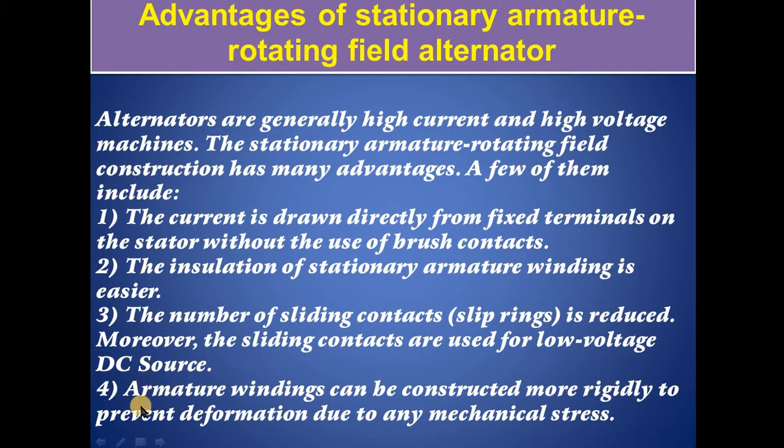Then the last, fourth advantage is armature windings can be constructed more rigidly to prevent deformation due to any mechanical stress. So the last one is very important. Armature windings can be constructed more rigidly. Rigidly means does not change the shape and size. More rigidly to prevent deformation due to any mechanical stress. So these 4 points are very important for your 2 mark as well as the objective type question.